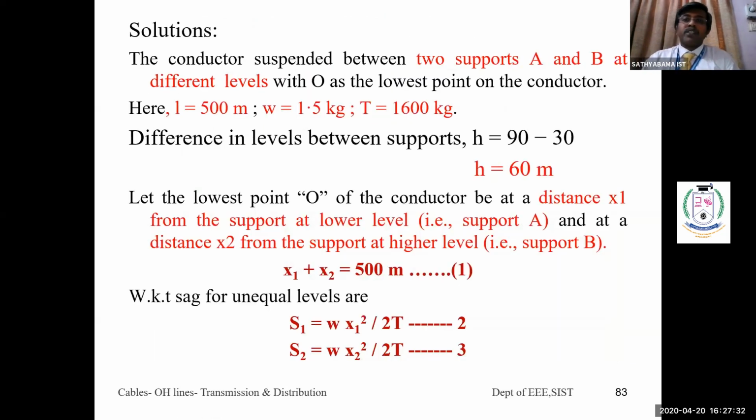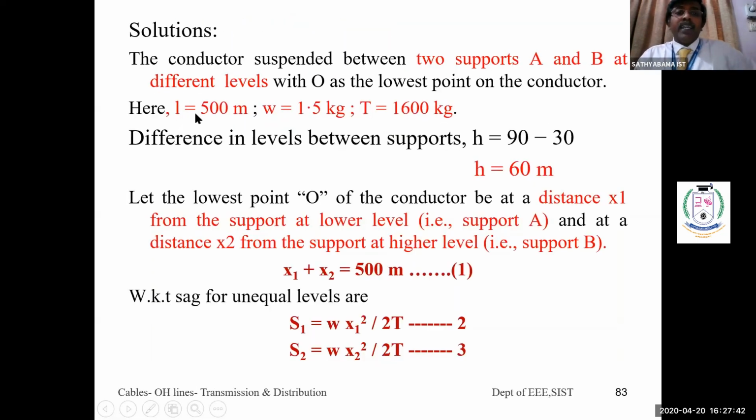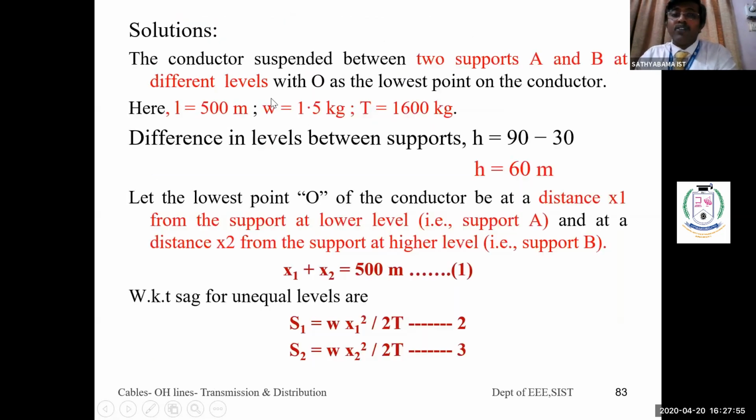Solution: supports A and B are at different levels. How are we telling it is a different level? According to the question, the towers are of height 30 meter and 90 meter, and the length of the span is 500 meter. The weight of the conductor is given as 1.5 kilogram, and the tension is 1600. The tension is directly given, so you need not worry about it. So T is equal to 1600 kg.